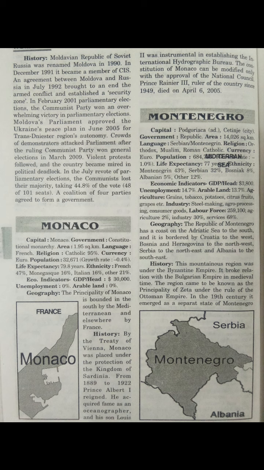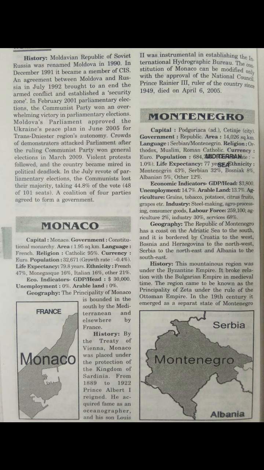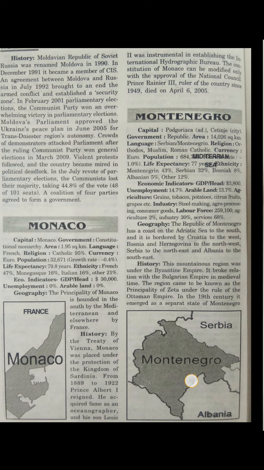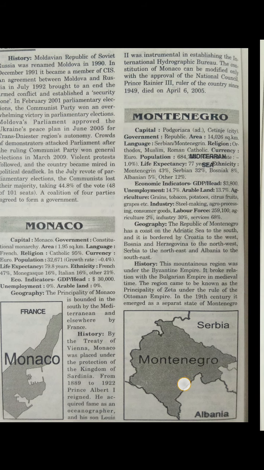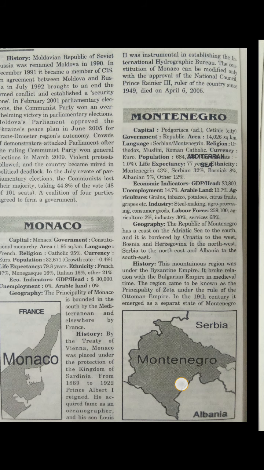Geography: the Republic of Montenegro has a coast on the Adriatic Sea to the south, and it is bordered by Croatia to the west, Bosnia and Herzegovina to the northwest, Serbia to the northeast, and Albania to the southeast. History: the mountainous region was under the Byzantine Empire. It broke relation with the Bulgarian Empire in medieval time. The region came to be known as the Principality of Zeta under the rule of the Ottoman Empire.